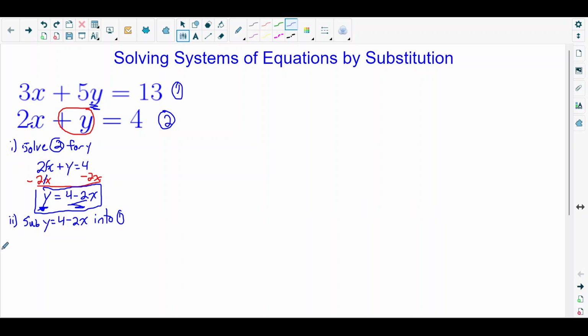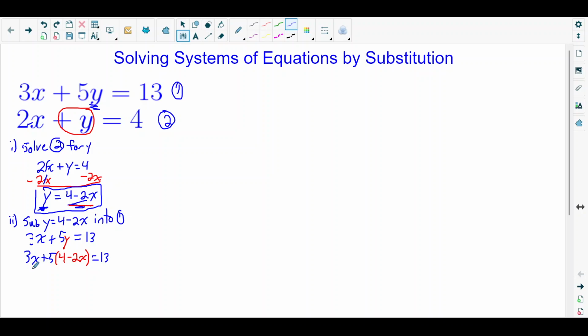Everywhere we see a y in our equation, so here's our equation, 3x plus 5y, and I'll do that y in a different color. That might be helpful. And that is going to equal 13. So that's our original equation number 1. And everywhere we see that red y, we're going to replace it. So 3x plus 5 times, and again, instead of y, we're going to substitute what we found up here, 4 minus 2x, and all of that has to equal 13.